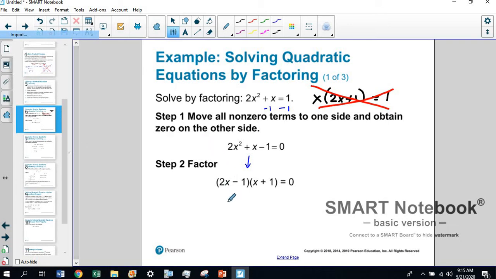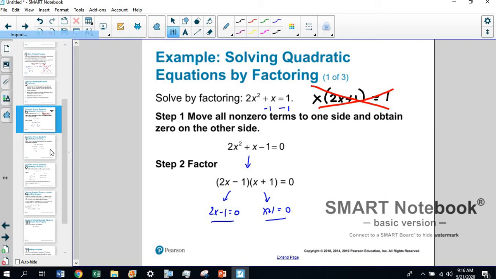All right, so we factor, and then what's the next thing we do? The next thing we do is we say, okay, 2x minus 1 has to be 0, or x plus 1 equals 0. That's the zero product property, that one of these two factors has to be equal to 0 if the product is equal to 0.